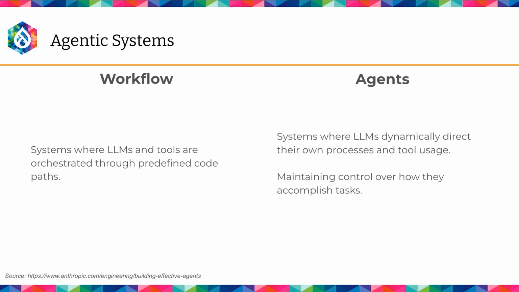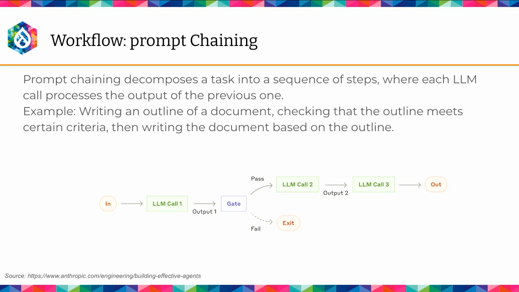So the workflow is a system where the LLM and tools are basically orchestrated by predefined code. So we decide what to call and when. While agents are more autonomous, it will be the LLM that decides which function to call and use, depending on the task that has been asked. So, some examples of workflow: we have this one, prompt chaining.